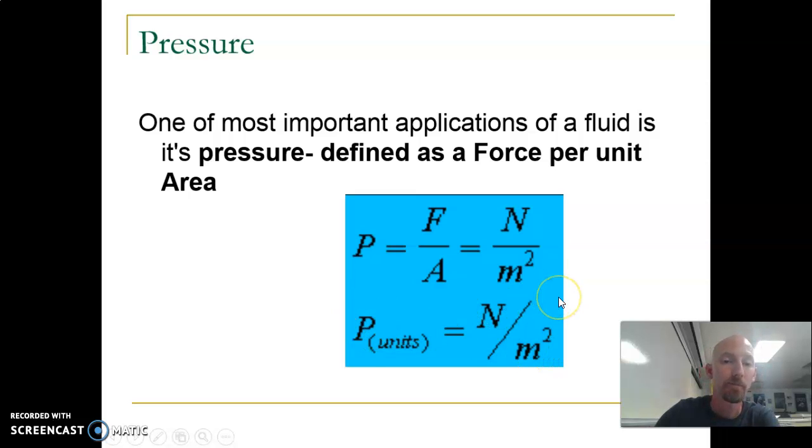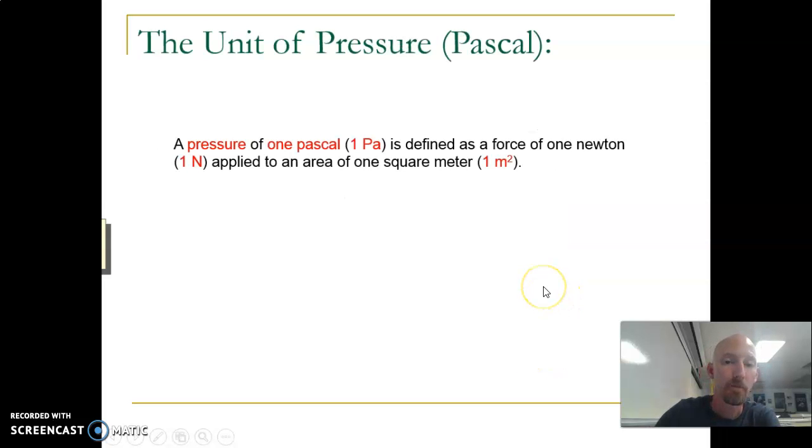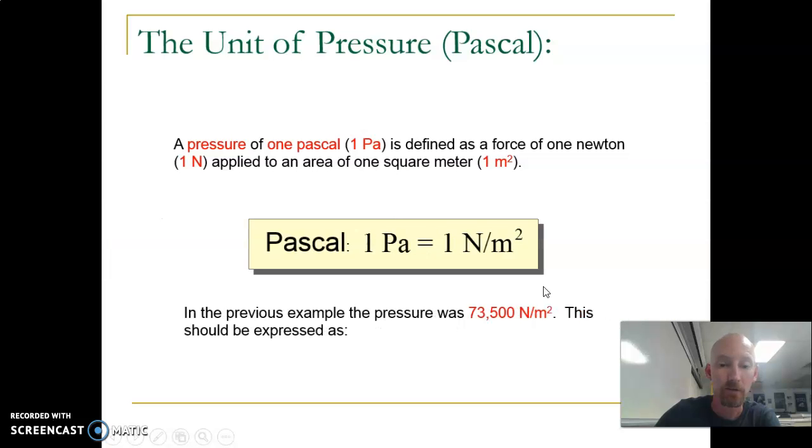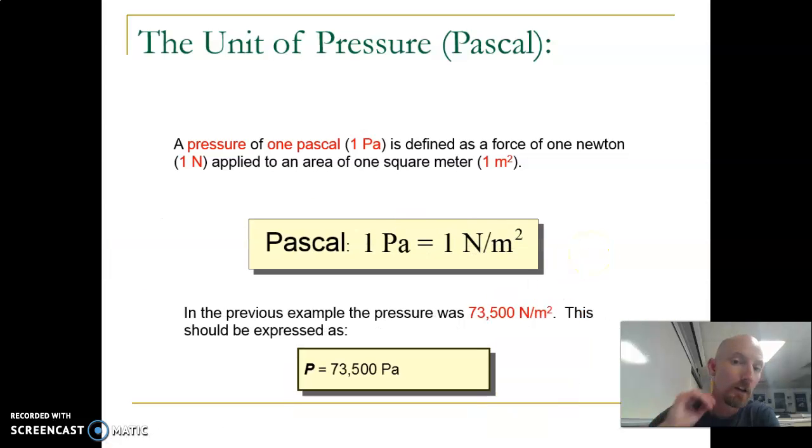I couldn't figure out how to turn off these little noises. But anyway, we have a name for the unit of pressure. It's called a Pascal. That's the thing. There you go. These are all good things to put in your notes, by the way. So if you need to pause or rewind, that would be good.